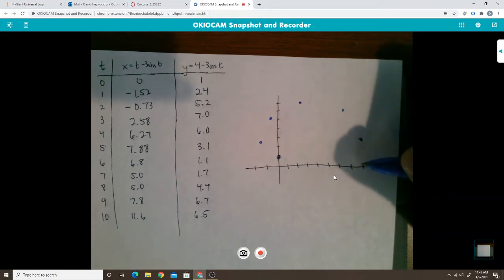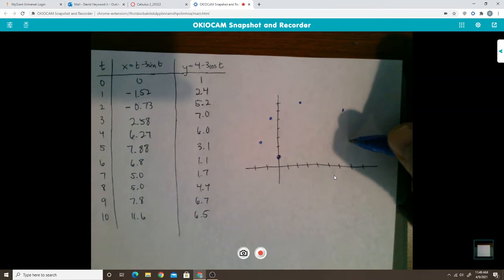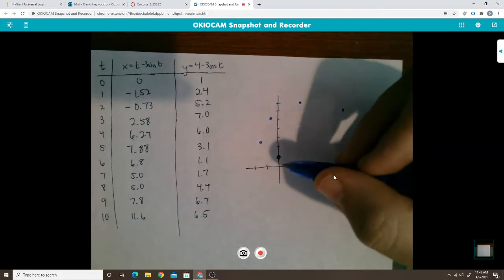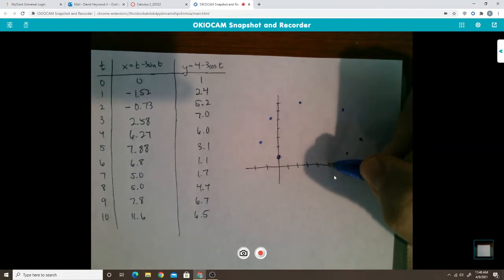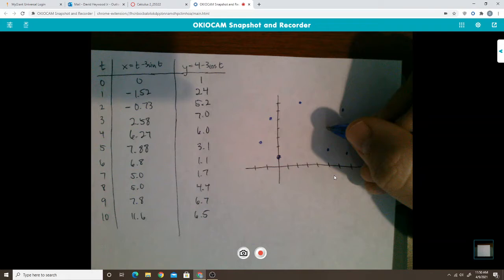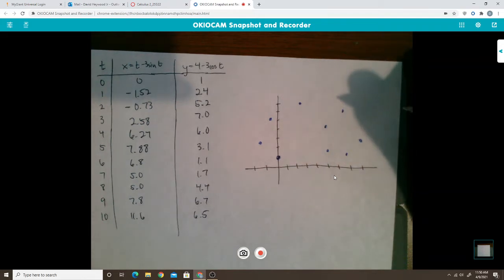6.8. Oh, so that actually moves back a little. And then 1.1, 5. 1.7. So that's a little higher. And then 5 again and 4.4. Maybe 1, 2, 3, 4. Should have labeled these. Would have made it easier. 4.4. And then 7.8. Oh, shoot.